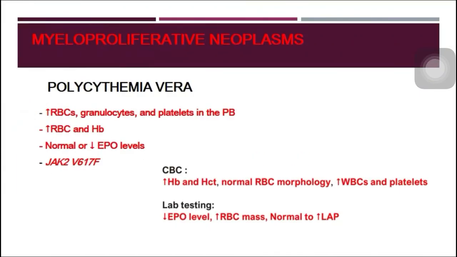So I have here the list of myeloproliferative neoplasms. This includes, for example, polycythemia vera. Now in polycythemia vera, remember, RBCs are increased, granulocytes are increased, and platelets also in the peripheral blood. So normal or decreased erythropoietin levels for PV, and this is also associated with JAK2 V617F mutation.